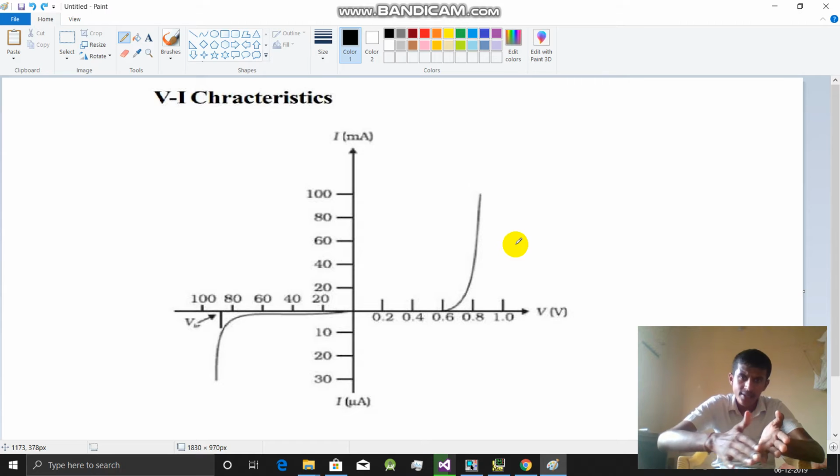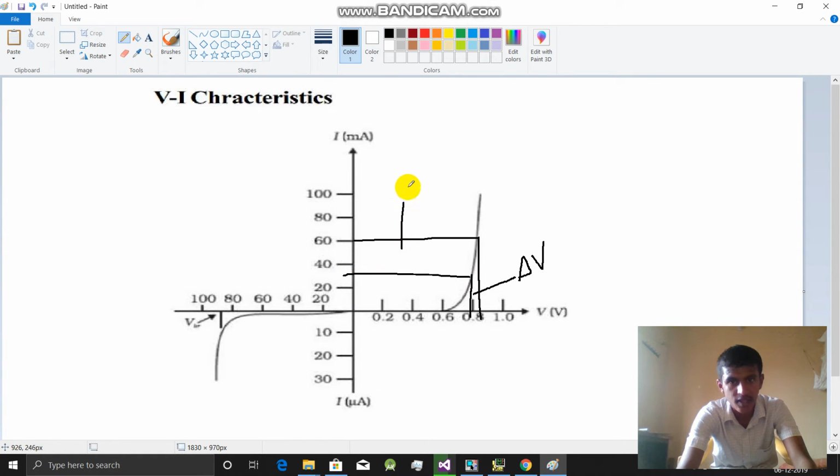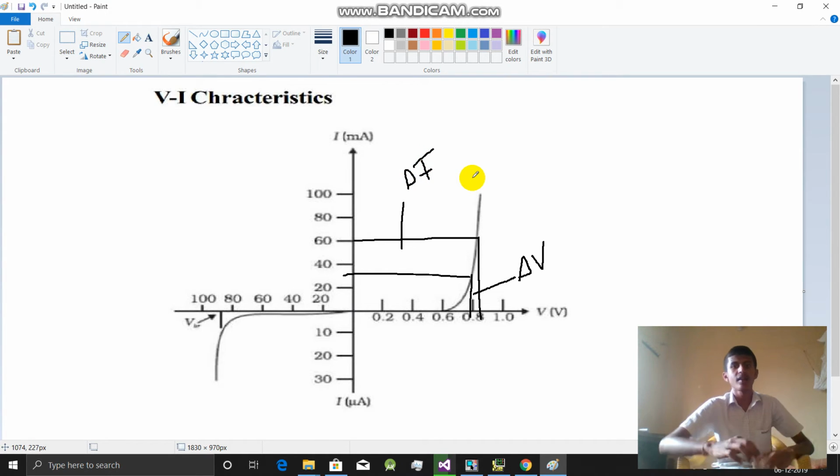For dynamic, we need to consider some small range in that graph. I will take from here to here, this is delta V, and from here to here this portion is delta I. Then if we take delta V by delta I, that is the dynamic forward resistance.